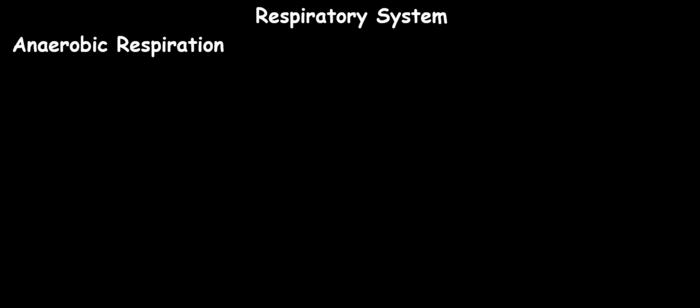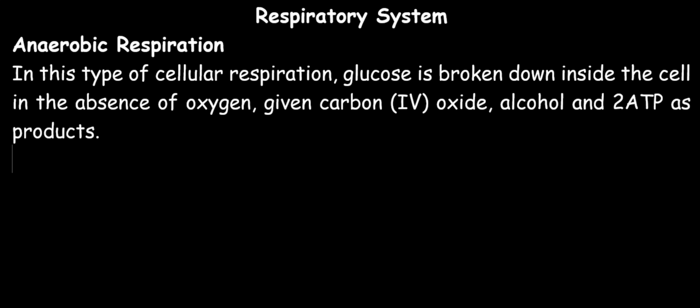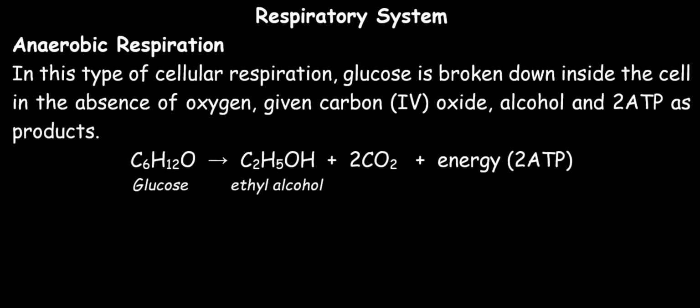We are talking about the respiratory system, and under this, we'll be looking at anaerobic respiration. In anaerobic respiration, glucose is breaking down inside the cell in the absence of oxygen, giving carbon dioxide, alcohol, and 2 ATP as products. So we are going to be showing this in a chemical equation. So this is a chemical equation. In this equation, we see that glucose is broken down, but in this case, oxygen is absent, and the products are ethyl alcohol, carbon dioxide, and energy.